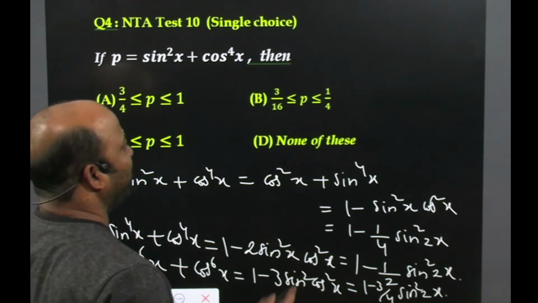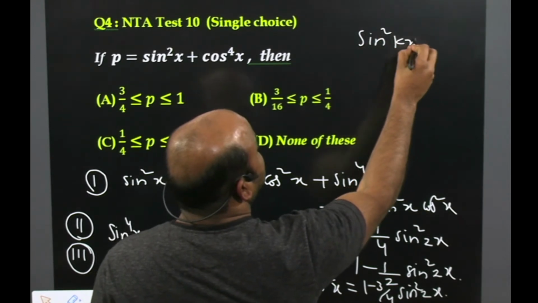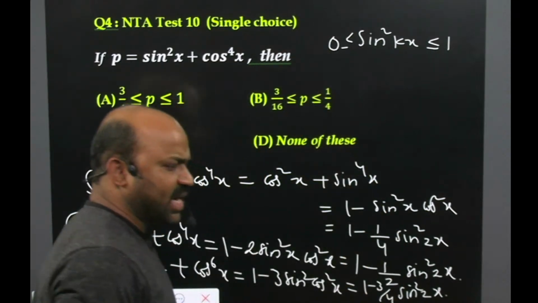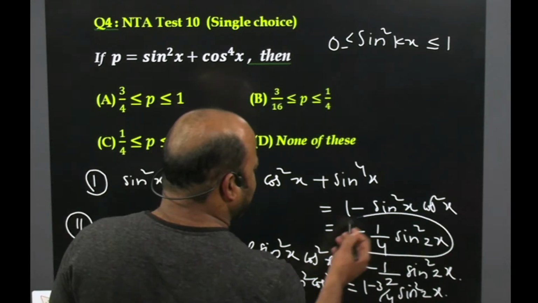Come to here. We know one beautiful thing. Sin square kx always lies between 0 and 1. Whether it is 2x, 3x, it doesn't matter, it always lies between 0 and 1. Can you come and put it there? So this fellow, when you put it here, can you give?